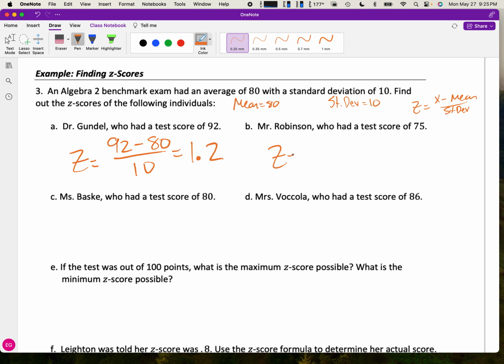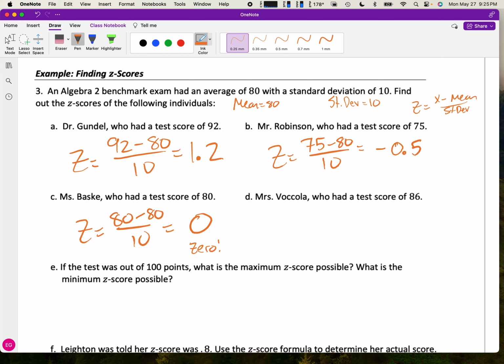Mr. Robinson had a bad day, 75 on their score. So we're going to do 75 minus 80 divided by 10. That's going to give us a z-score of negative 0.5. So see how the score was less than the mean, so our z-score was negative, whereas Dr. G's was above the mean, so positive. All right, now we've got Miss Baskey, who got directly equal to the mean. So that's going to be a z-score of 0. So if you're equal to the mean, your z-score is 0. If you're better than the mean, positive. Less than the mean, negative.